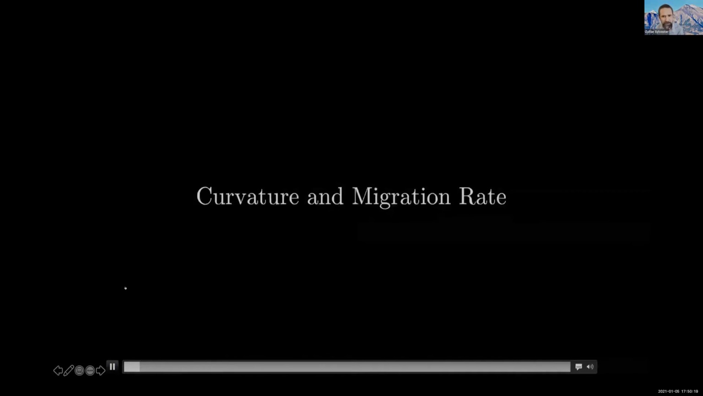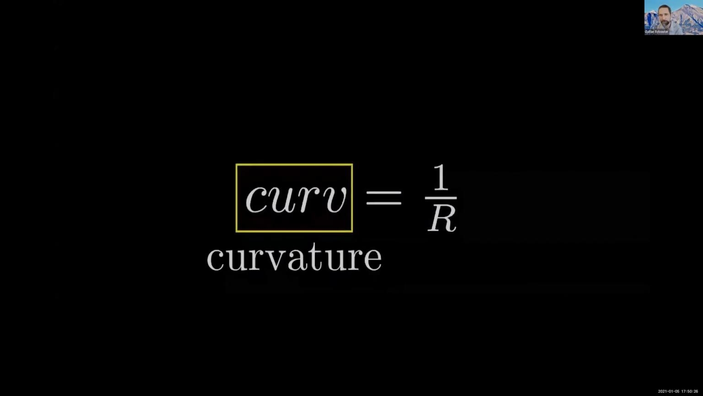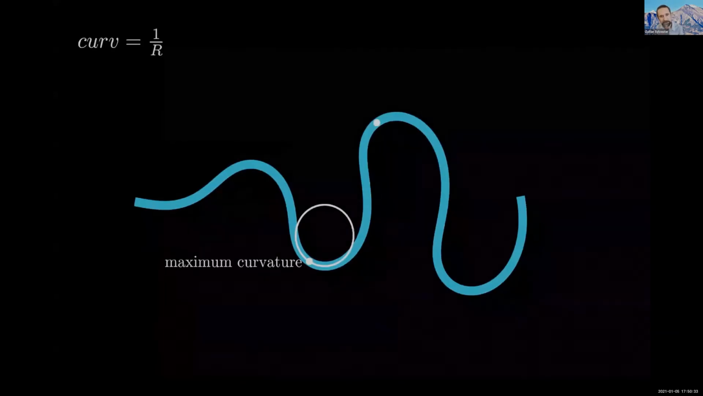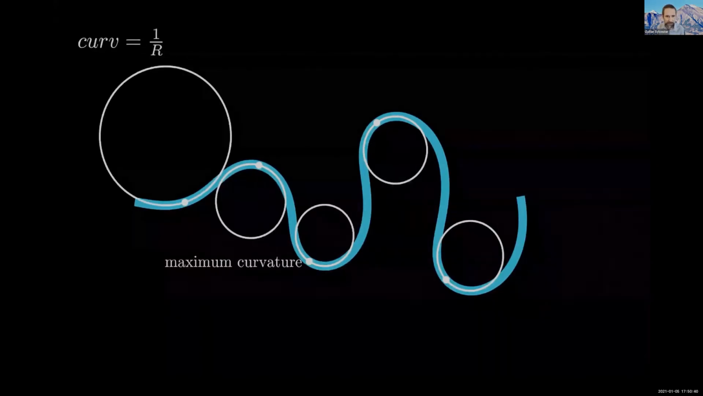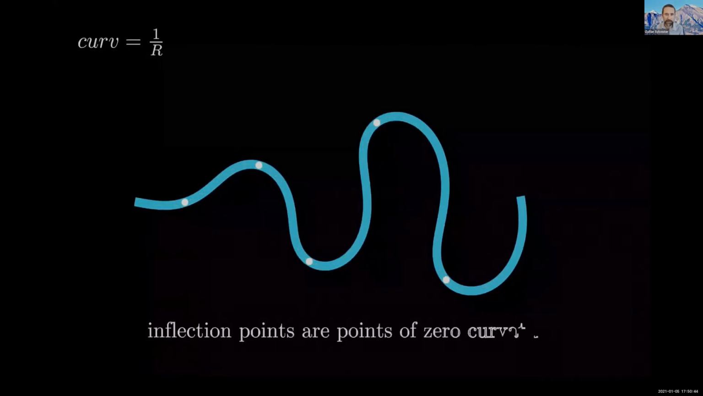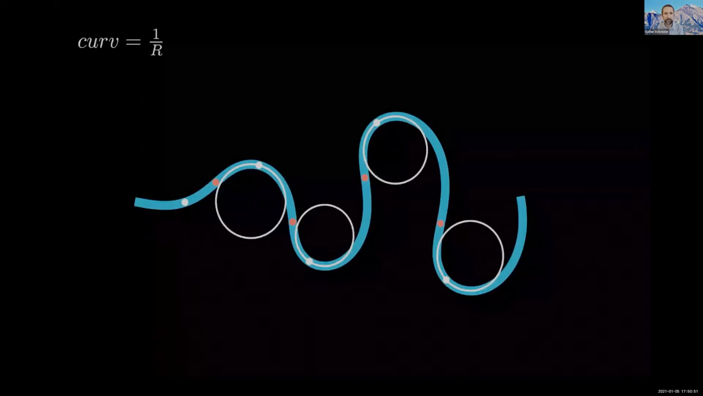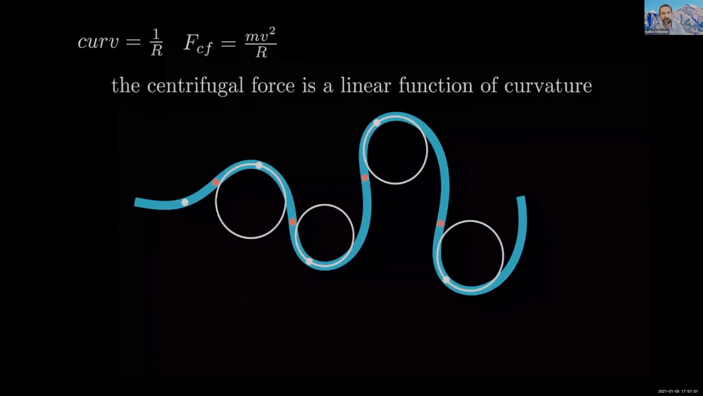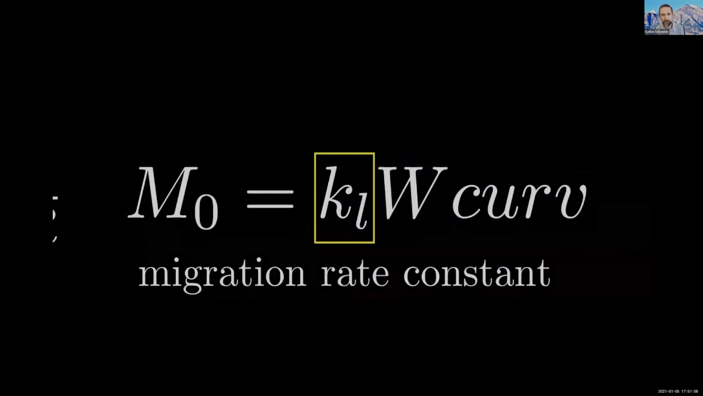So the first thing we have to remember is that curvature is the inverse of the radius of curvature. And sometimes these are used in the wrong way. But we can plot the points of maximum curvature for each bend on this imaginary channel. Those are the yellow dots. And then we can plot the inflection points, which are points of zero curvature. Those are the red dots. And then we can think about what is the simplest possible model of meandering. We need to consider that the centrifugal force is a linear function of curvature. So if this force drives meandering, then we could simply say that migration rate is a linear function of curvature.